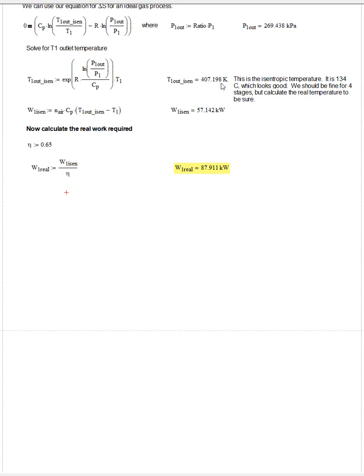Now, we calculated the isentropic outlet temperature. We need to find the real outlet temperature of this gas as it comes out of the cylinder. And so what we need to do is back calculate the temperature, because the real work is equal to the delta H for the real process, and that is equal to Cp times delta T for the real process. And so I set these terms equal, and I solve for T1 out. I call this T1 out real to denote it from T1 out isentropic.